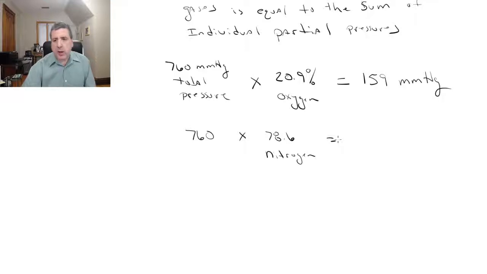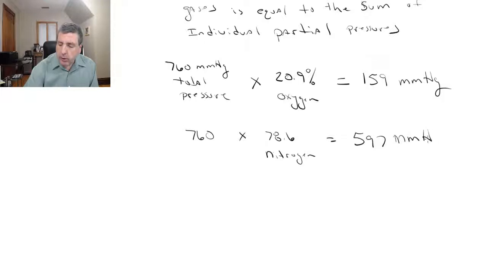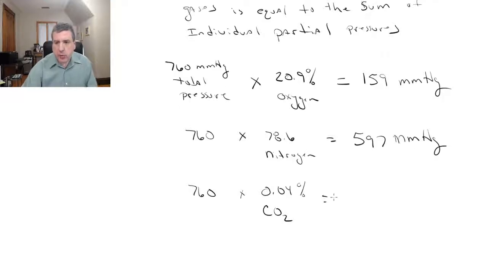And then that equals 597 millimeters of mercury. Okay. Then we have carbon dioxide, 760. Carbon dioxide is 0.044%. That's CO2. And that's going to give you 0.3 millimeters of mercury.